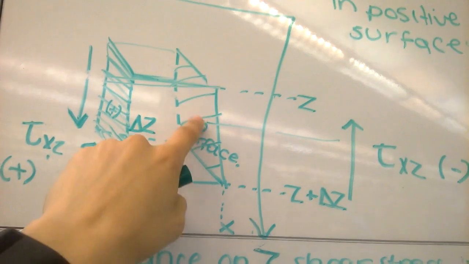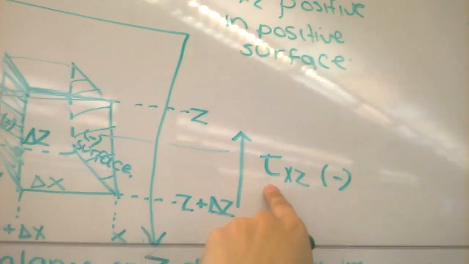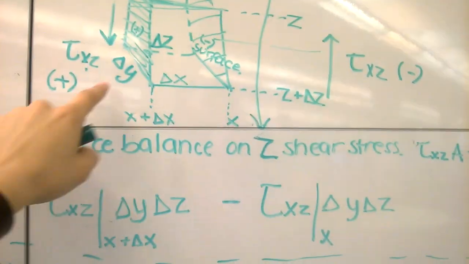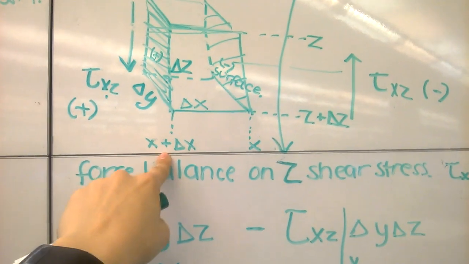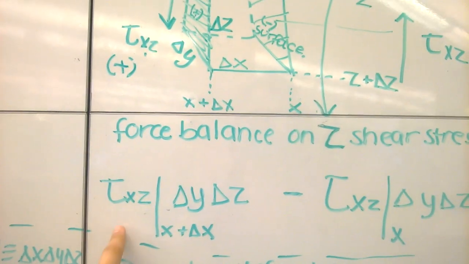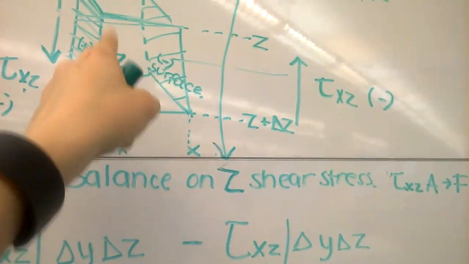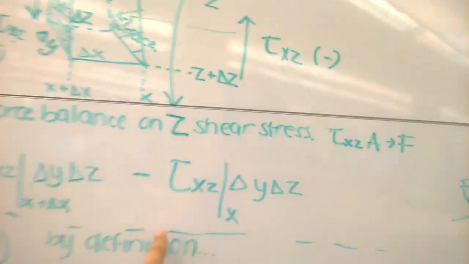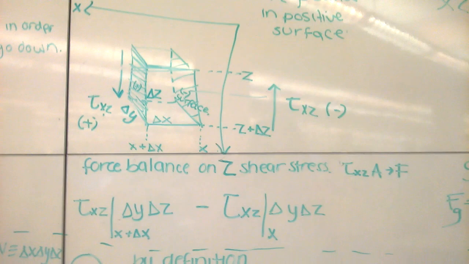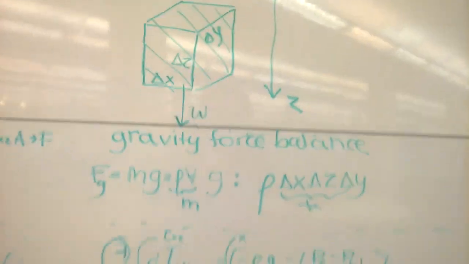The negative surface, which is at the bottom of our axis, in this case is going up, and it's a negative shear force. We start with tau x delta x, which is right here, and that's our positive shear force. So we have a positive sign right here. We multiply by the area, in this case delta c and delta y. Same thing for the other one, and this time we have a negative. So that's basically it.